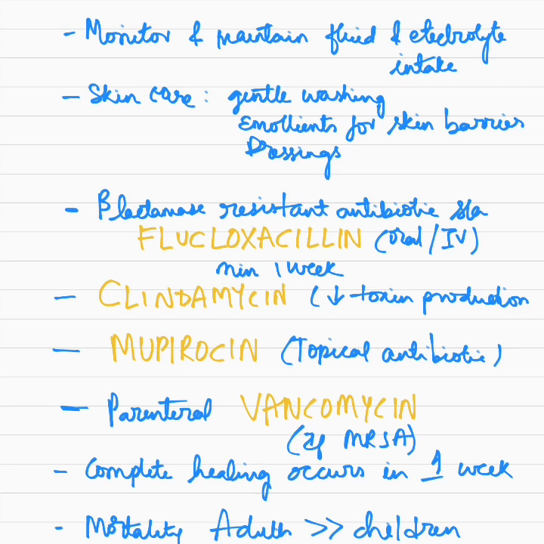Coming to the drugs that need to be given, beta-lactamase resistant antibiotics such as flucloxacillin, either oral or IV for a minimum period of 1 week is to be given. Clindamycin can also be tried because it can reduce toxin production. Mupirocin, that is a topical antibiotic, is also to be applied. Parenteral vancomycin is to be given if methicillin resistant Staph aureus are detected. Complete healing following treatment occurs in 1 week, and the mortality rate is higher in adults and lower in children.